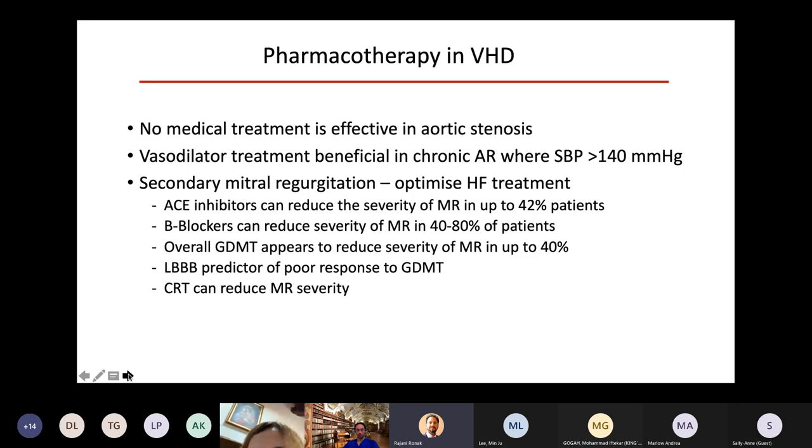Now, a little bit on pharmacotherapy of valvular heart disease, because really I think the mainstay of the management of heart valve disease in the community is early identification and onward referral. But there is a minor role for pharmacotherapy.